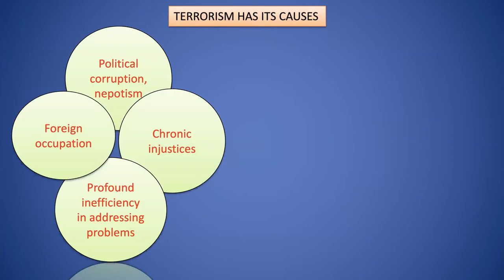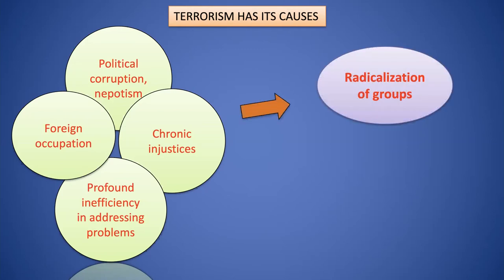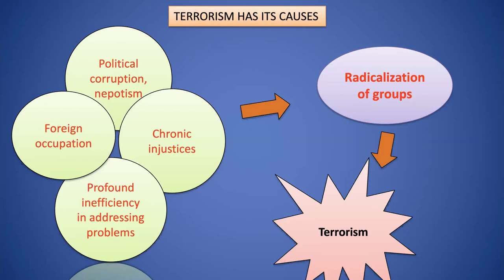Liberalism has been more ready to explain terrorism. One of the differences is that liberalism suggests that ideas don't come to people's heads just because. They must come there for a reason, because some sort of injustice exists. Chronic injustices, foreign occupation, political corruption in a country, profound inefficiency in addressing problems. All those political issues cause frustration in the minds of individuals, and they turn to radical groups. Some of them join radical groups and then turn to terrorism. So if we can address those issues, like corruption, injustice, economic injustice, social injustice, ethnic, religious injustice, and if most of those problems are addressed, we root out the foundation of terrorism.